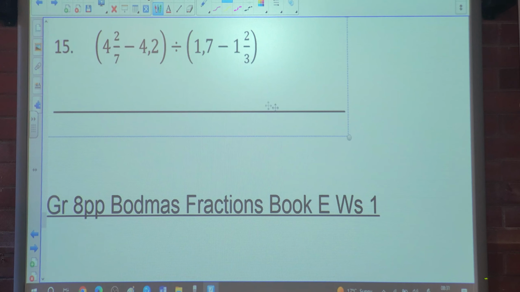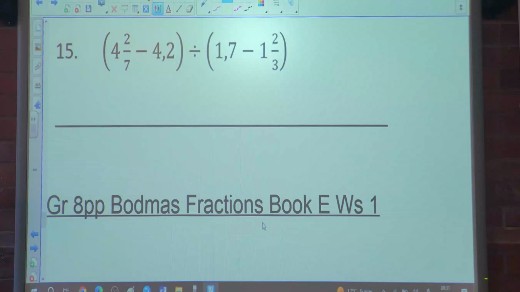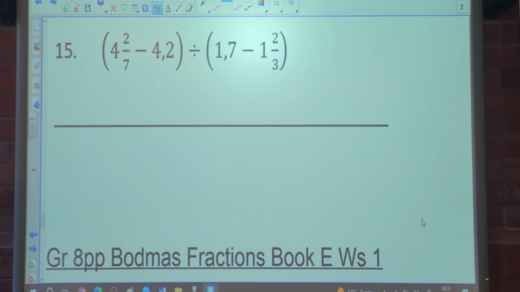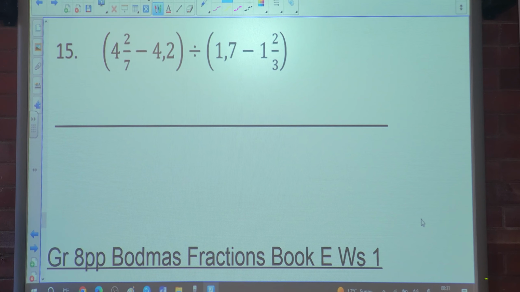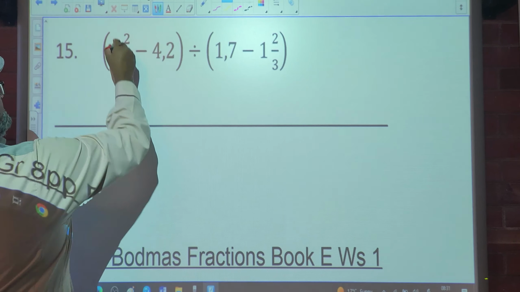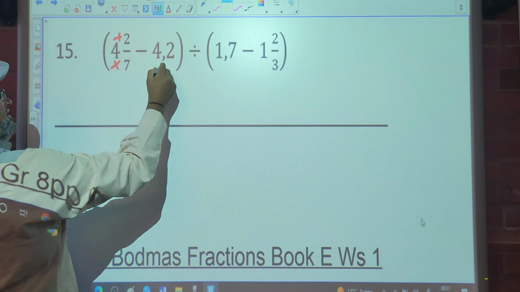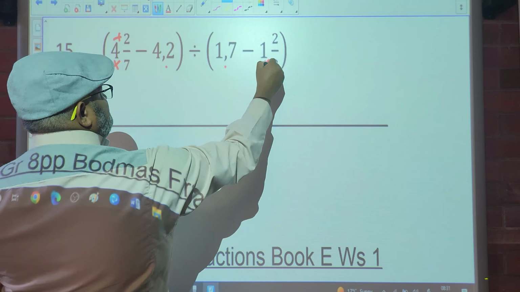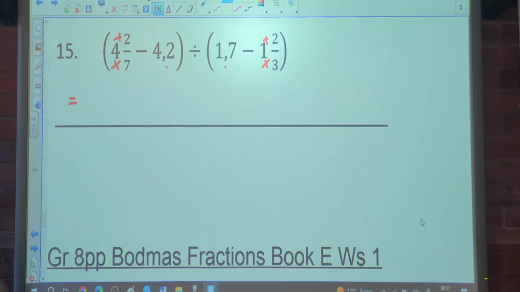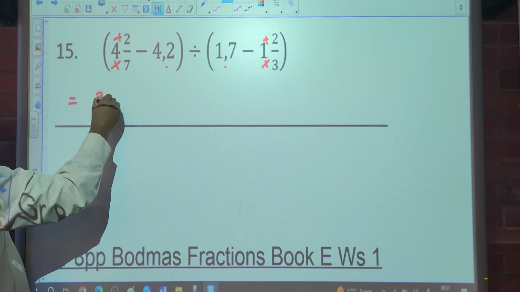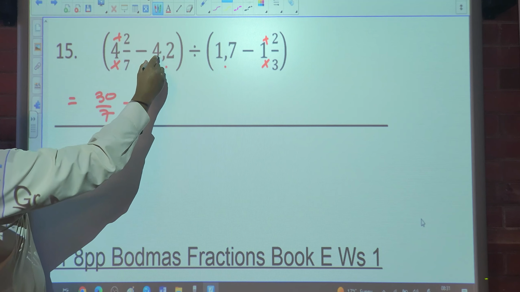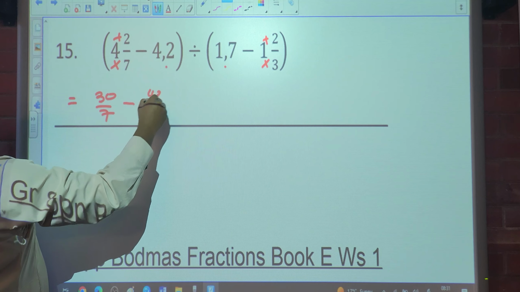Number 15, the last one. So we have 4 and 2 sevens minus 4.2, in brackets, divided by 1.7 minus 1 and 2 thirds. What do we need to do first? Change everything to the improper fraction. Okay, that's going to change, that's going to change, and that here as well. So 7 multiplied by 4 is 28 plus 2 is 30. So it's 30 over 7 minus this can be written as 42 over 10.